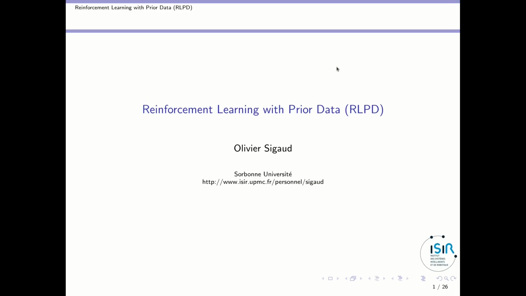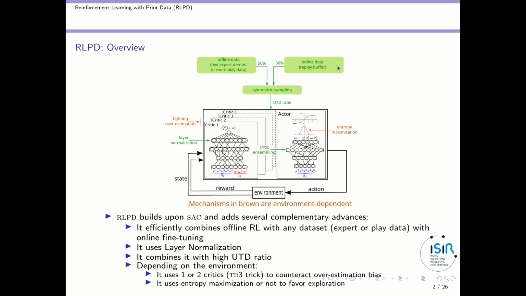Welcome to this lesson about the reinforcement learning with prior data, or RLPD, algorithm. RLPD is an advanced reinforcement learning algorithm based on soft actor critic. And this slide shows you all the additions that RLPD provides over SAC.